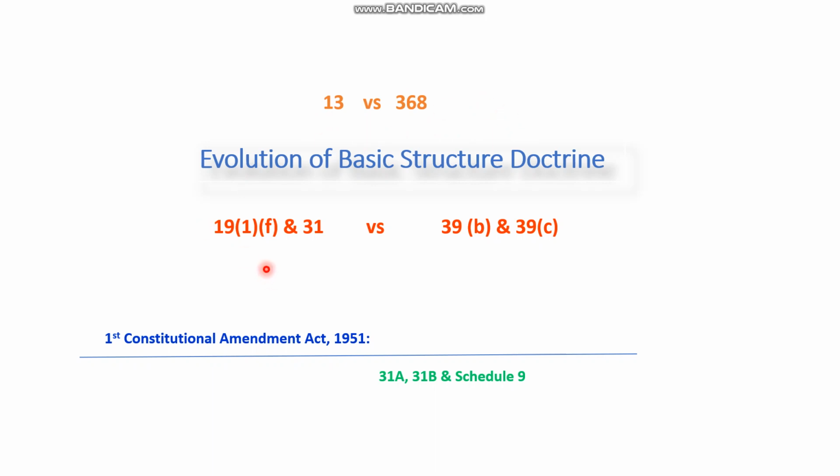In the second clash, Article 19(1)(f) and Article 31 give the right to property to the citizens under fundamental rights, whereas Article 39(b) and Article 39(c) in the DPSP give directions to the state for the equal distribution of wealth and resources. To give effect to these DPSP articles and for land reforms, the legislature anticipated these problems and came up with the First Constitutional Amendment Act of 1951, and they inserted Article 31A, Article 31B and the Ninth Schedule.